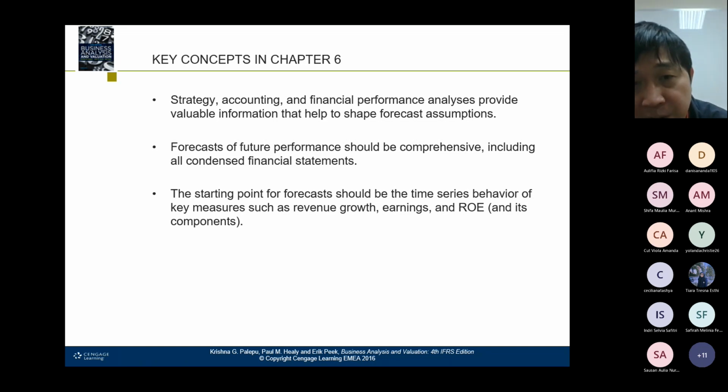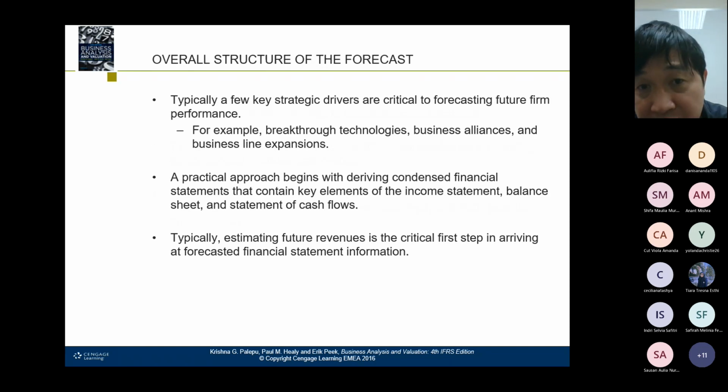Forecast of future performance should be comprehensive, including all the condensed financial statements. The starting point of forecast should be the time series behavior of key measures such as revenue growth, earnings, and ROE. So typically, a few key strategic drivers are critical to forecasting future firm performance. For example, breakthrough technologies, business analysis, and business line expansions.